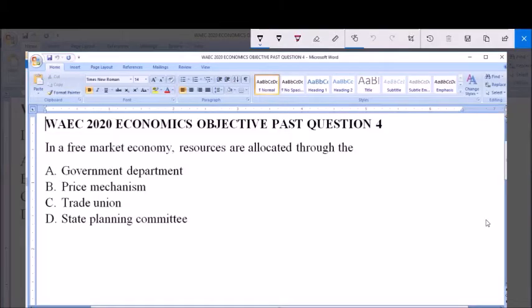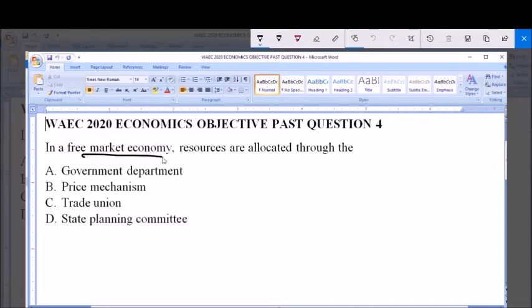Hello and welcome. I will be answering WAEC 2020 Economics Objective Past Question 4. In a free market economy, resources are allocated through the A. Government Department, B. Price Mechanism, C. Trade Union, D. State Planning Committee.